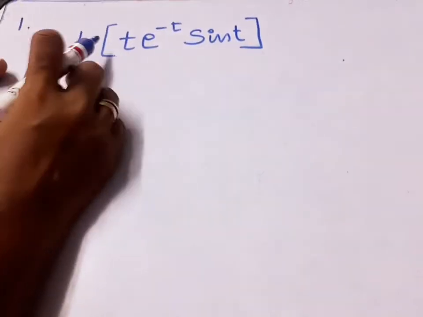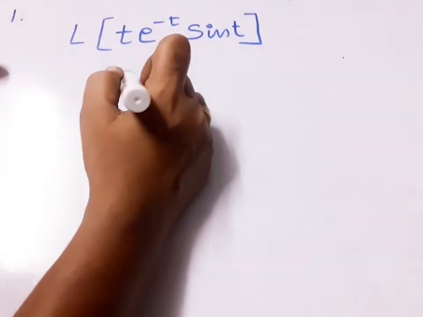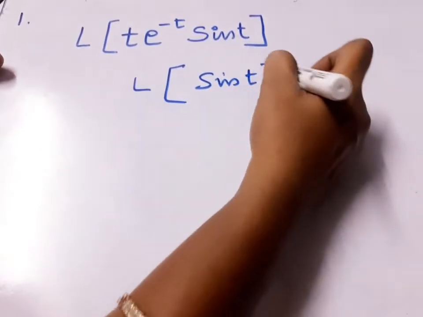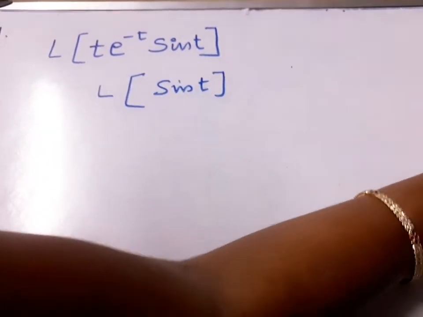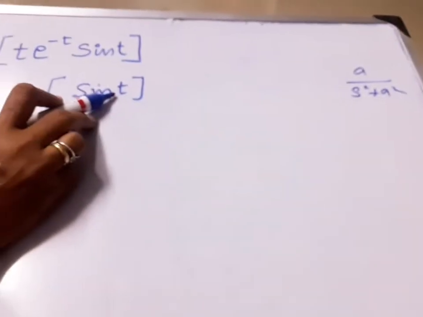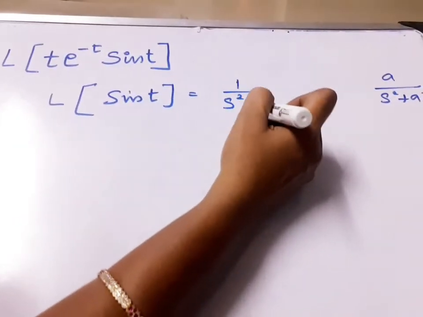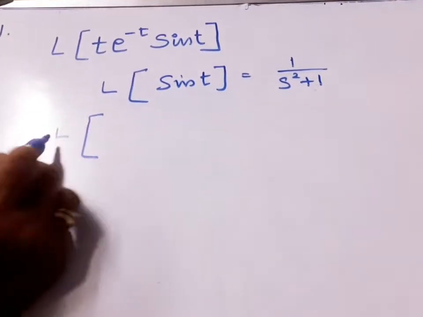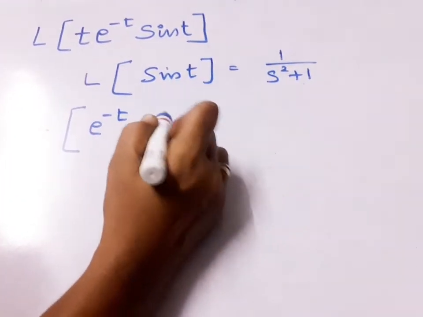Now we first find L of t e power minus t sin t. As we all know, the Laplace transformation of sin at is a by s square plus a square. Here a is 1. Therefore, 1 by s square plus 1. And now let me calculate the Laplace transformation of e power minus t sin t.